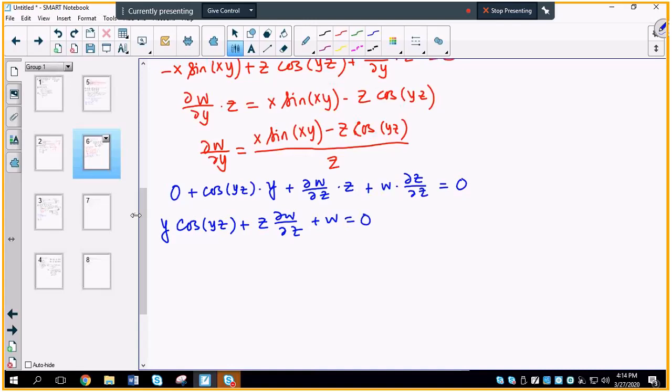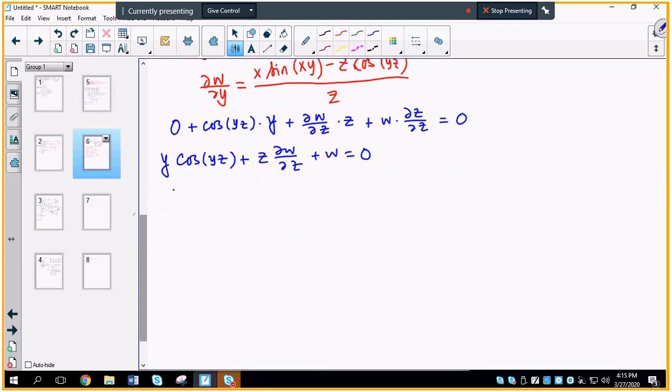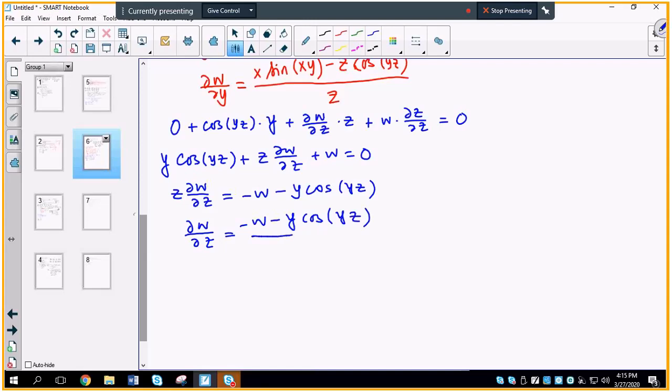And I want to know how much is del w del z. So z times del w del z is equal to negative w minus y cosine of yz. Divide both sides by z, you get del w del z is equal to minus w minus y cosine of yz all over z. And this is called implicit derivative involving partial differentiation.